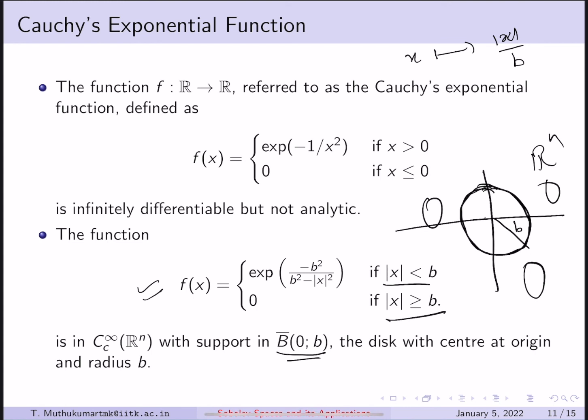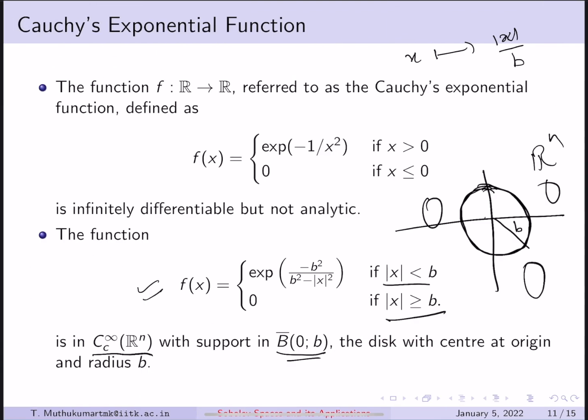This function is going to smoothly fall to 0. Right? So if you draw the graph of this function above this ball, you actually have a bump above this ball and then it falls down to 0. That's an example of a Cc infinity Rn function. Using this, one can create a family of functions which will be very useful when we study density, regularization and so on, called a sequence of mollifiers.